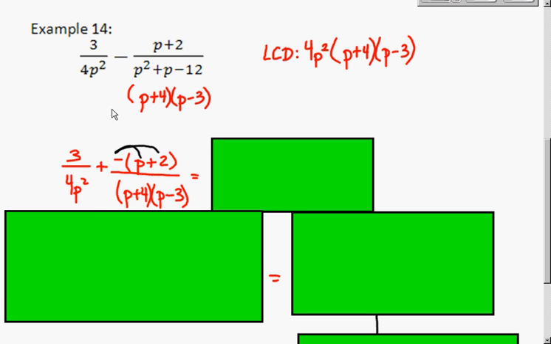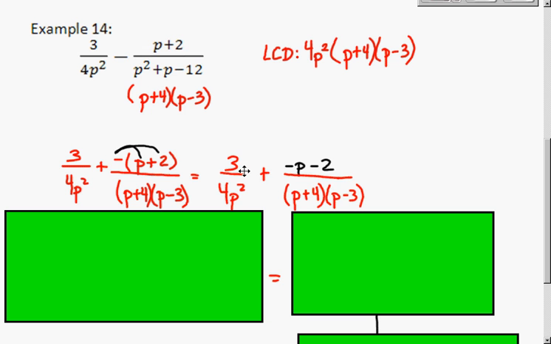In my original equation, I have the 3 minus p plus 2. What's going to happen here is you need to distribute this negative sign into the binomial here. So that's what I did in the first step. And then I'd wind up with 3 over 4p squared plus negative p minus 2 all over p plus 4 p minus 3. And I just use this in factored form.